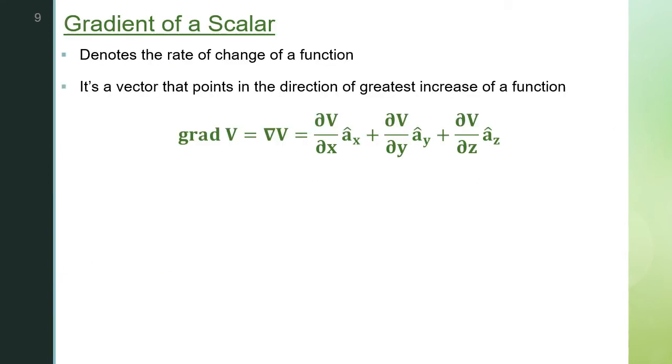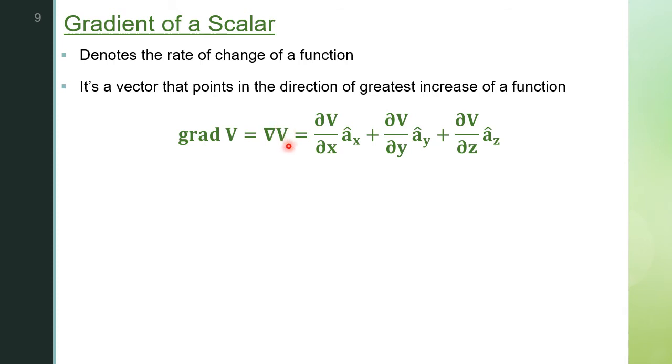Now, the first operation using the del operator is gradient of a scalar. As we are having the scalar quantity and we are finding the gradient. So, gradient will denote the rate of change of a function because we are taking the derivative along each direction. It is also a vector quantity, and this vector quantity will point in the direction of greatest change in the function. That is, in which direction the function will increase, in that direction the gradient will point. So it is denoted as grad V, which is equal to del V.